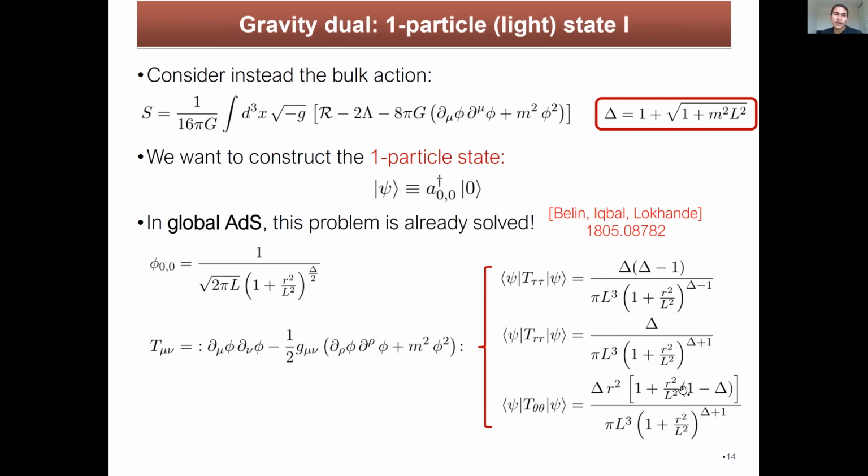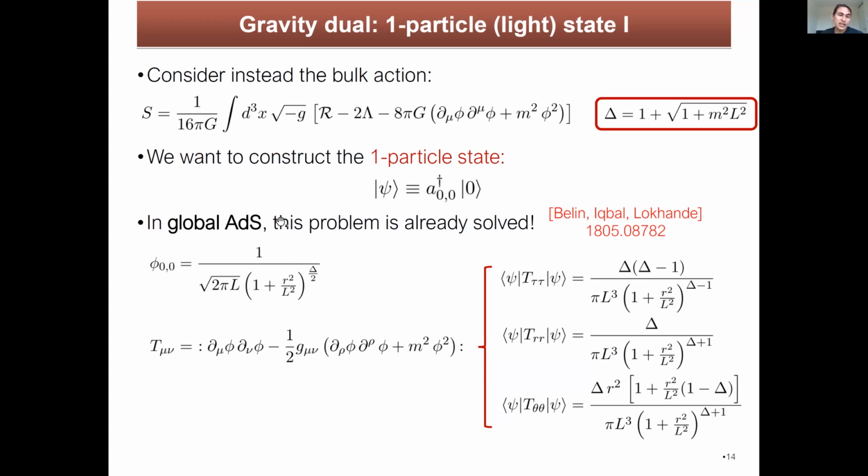So the way to go forward is to consider instead this bulk action. This is gravity coupled to a scalar field, and considering a one particle state in this scalar theory. So what I'm going to do here is a quantum field theory coupled to gravity. And the state that I'm interested in is a one particle state, actually the state with the lowest energy, that is basically the vacuum acted on by A00, the creation operator with lowest quantum numbers.